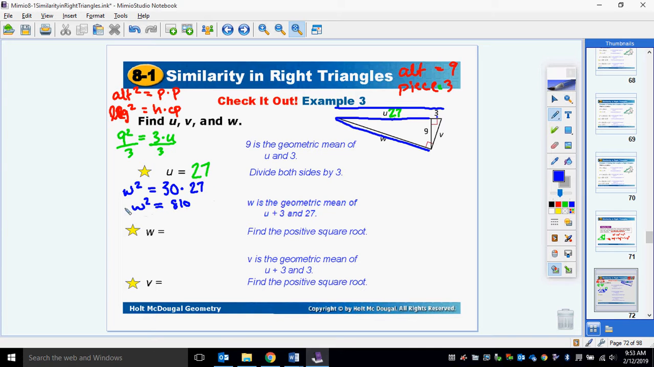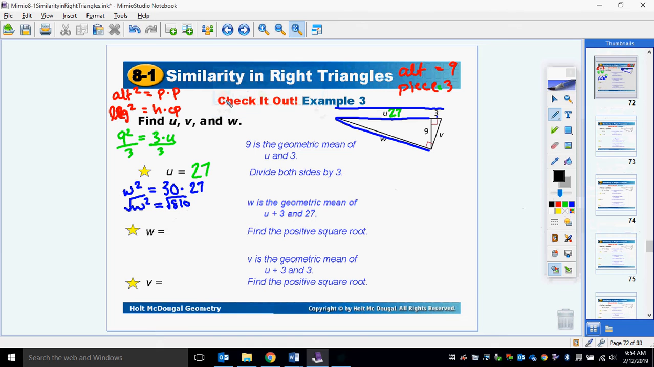But to get w by itself, I need to square root both sides. So the square root of 810 is going to be like 28 point something, but I want it in simplest radical form. So I'm going to come over here and reduce this. So split it into two factors. Two things that multiply to 810 are 30 and 27, and keep breaking that up. 30 can be broken up into 3 times 10, and 10 can be broken up into 2 times 5.